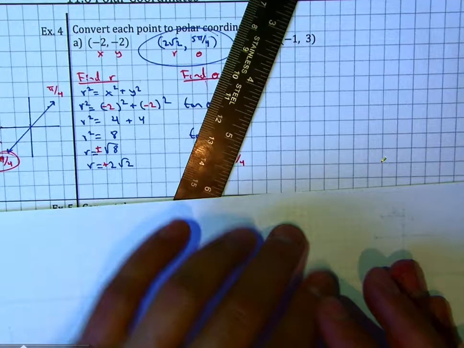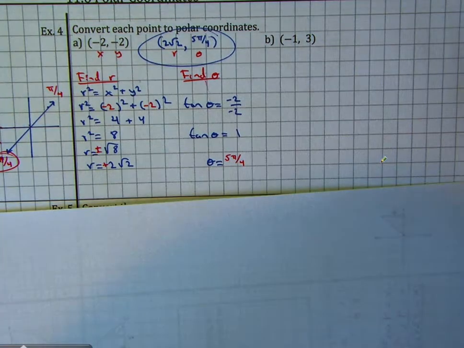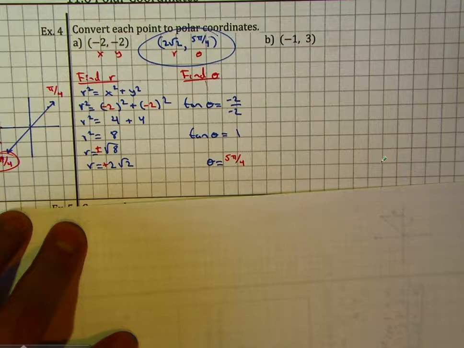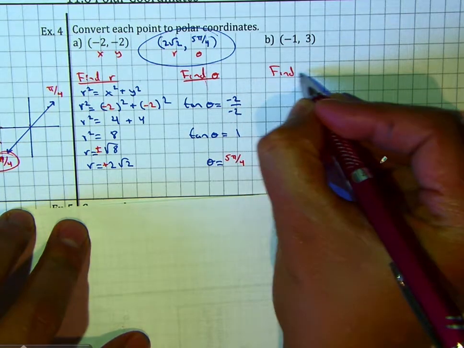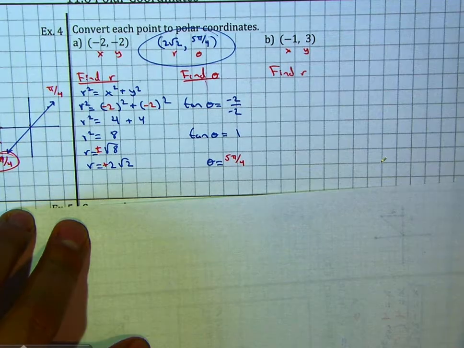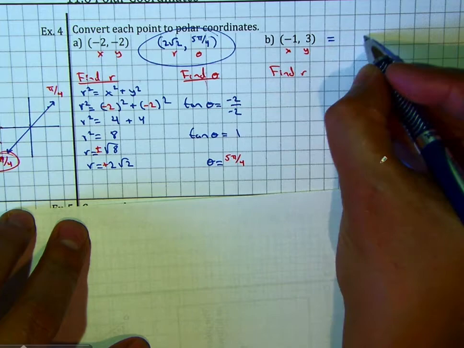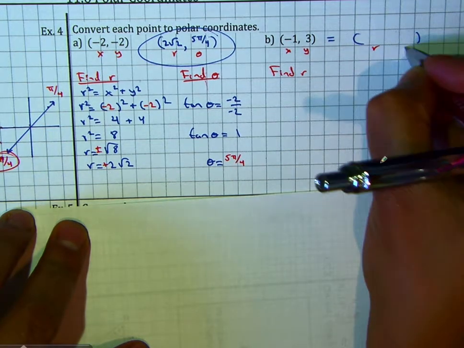Go ahead and pause it if you need more time, and then we can start once you're ready. I need to find two things. I need to find r, and I need to find theta. So let's go and find r first. Because this is your x and this is your y, I need to convert it to polar form. So this will be your r, and this will be your theta.